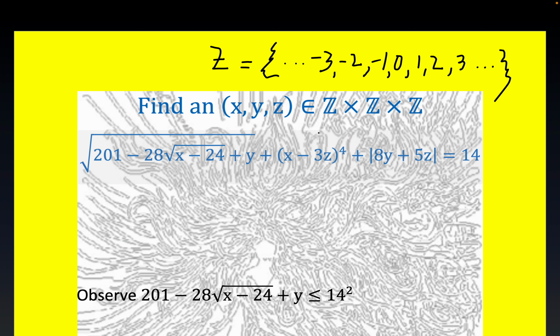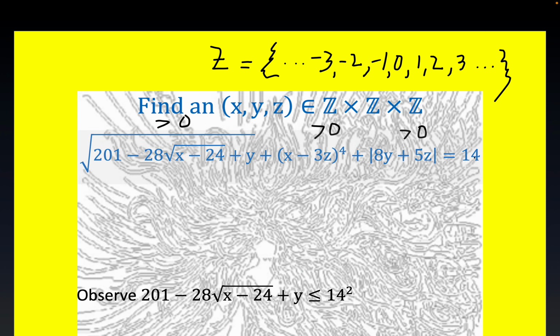All right, now we're looking for an ordered triple that would actually satisfy this one equation and one unknown that you see right here. Now notice everything inside is positive. This first part, the radical, is certainly greater than 0. This binomial raised to the 4th power is certainly greater than 0. And definitely the absolute value is greater than 0.